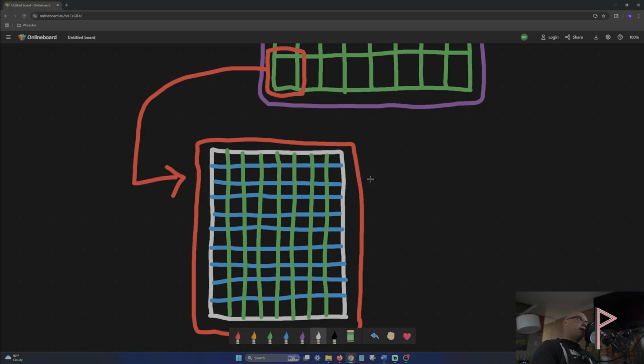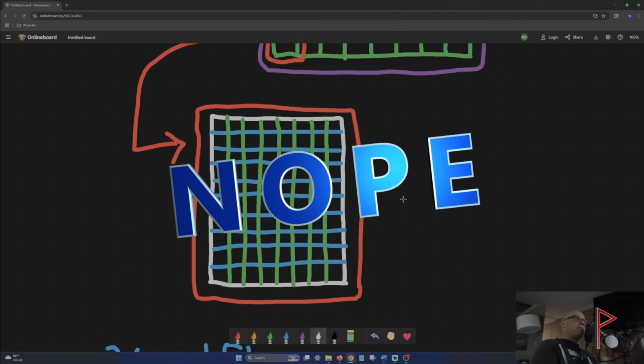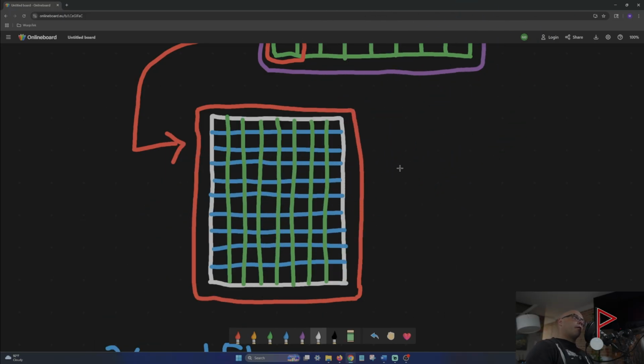This is going to be 65,536 rows, 8,192 columns. You multiply those together, you get around, what is it, like 17 billion? And that's how many memory cells are in a single chip.